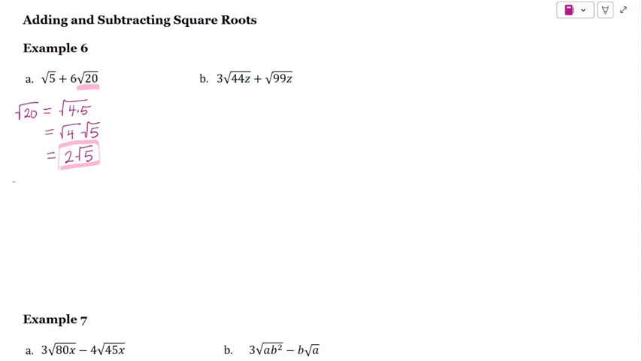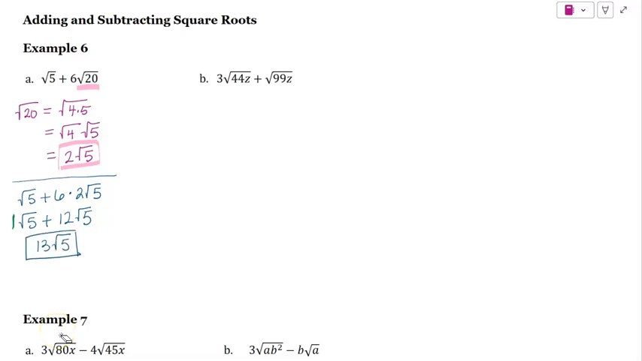So let's start our problem now. Square root 5 plus 6. Instead of writing square root 20, I'm going to write 2 square root 5. I'll multiply the 6 times the 2 to get 12 square root 5. And now I've got like terms. It's not written, but there's technically a 1 in front here. So I'm adding 1 plus 12, and I have 13 square root 5.